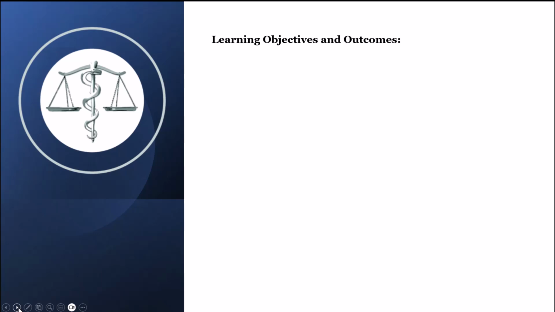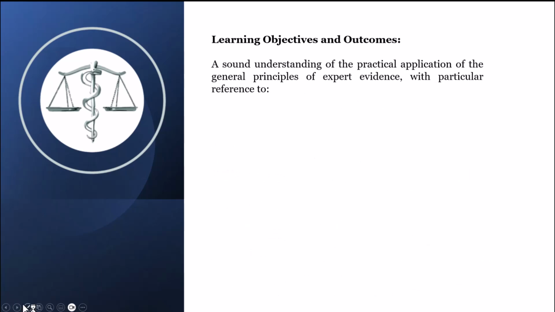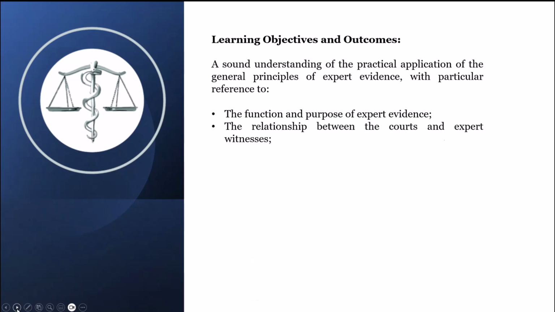The learning objectives and outcomes of this lesson, of this module: a sound understanding of the practical application of the general principles of expert evidence, with particular relevance to the function and purpose of expert evidence, the relationship between the courts and expert witnesses. It's very important. In a way, you can look at expert evidence and everything about the admissibility of expert evidence as forming a relationship between the expert and the courts.